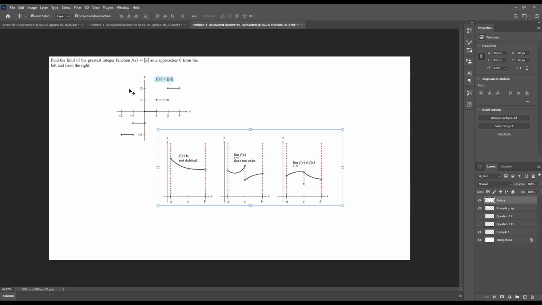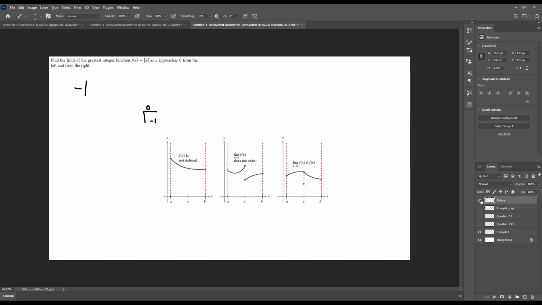So we can see that x is approaching 0 on this graph right here. This line's from 1 to 0. And as it's going to that, we have our next graph over here, which is -1. And so our answer here would be -1. As it's approaching 0, it's going to -1.